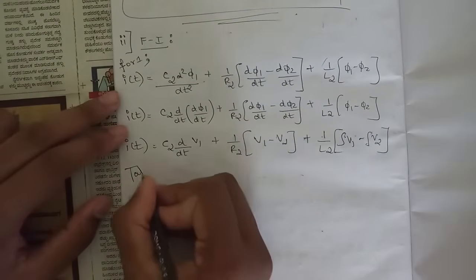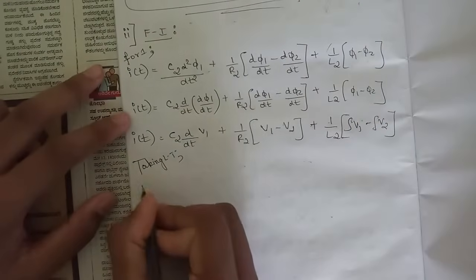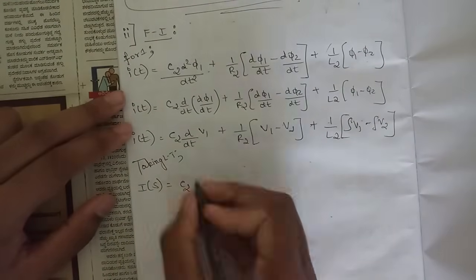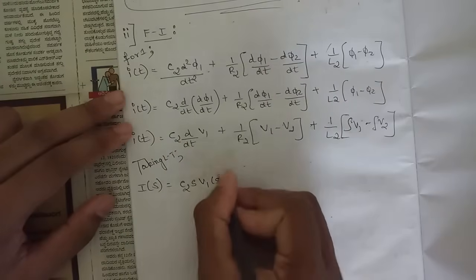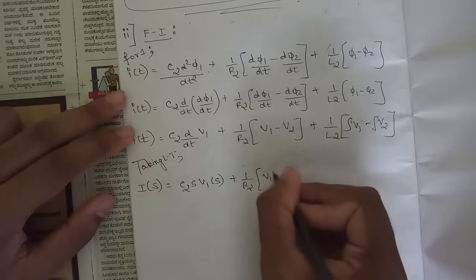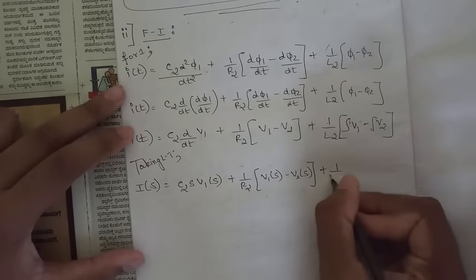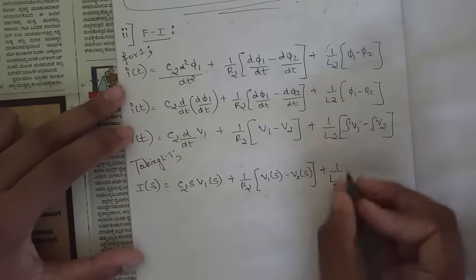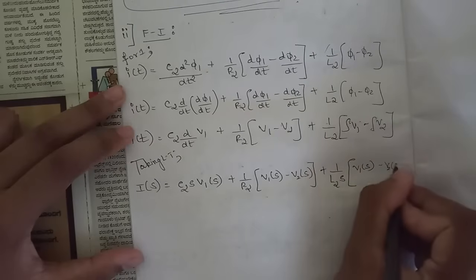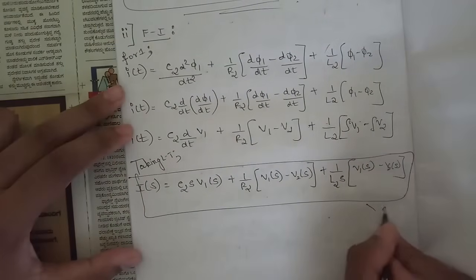So now for this above equation we need to take the Laplace transform once again. So this would be I of S equals C2, and d by dt is replaced by S, V1 is replaced by V1 of S, plus 1 by R2 into V1 of S minus V2 of S, plus 1 by L2. So take this integration common, so it would be 1 by L2S into V1 of S minus V2 of S. So name this equation as equation 5, right? Yeah, equation 5.